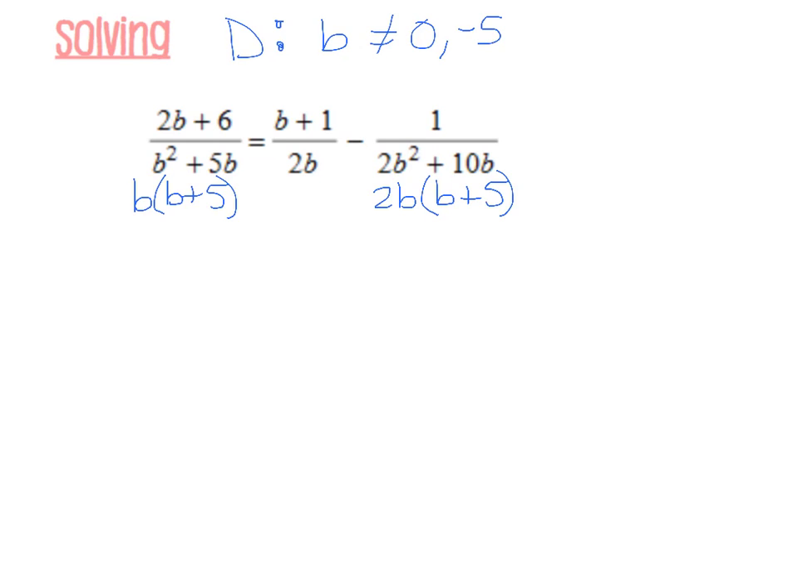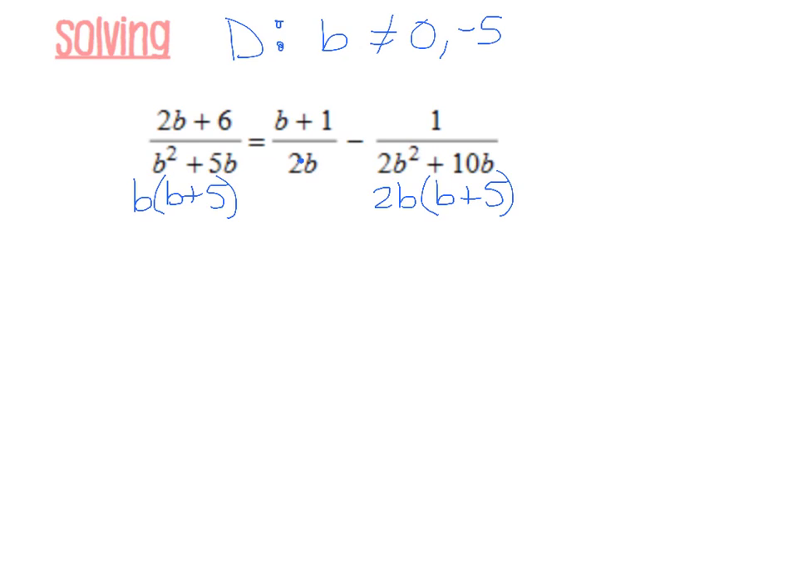Now let's work on that common denominator. I need to have a b. I need to have a b plus 5. And remember, it's everything that's being multiplied. I'm going to kind of separate these two parts. I've got to have a 2 and I've got to have a b. And those are separate ideas there.